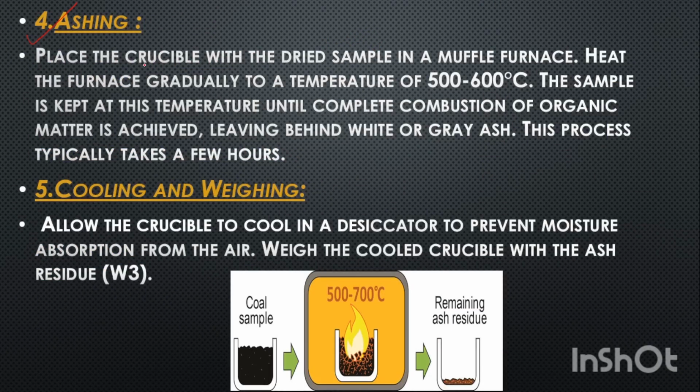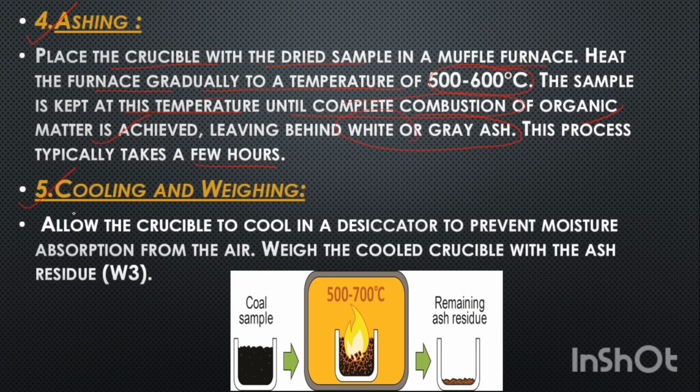Next is the ashing. Place the crucible with the dried sample in the muffle furnace. Heat the furnace gradually to a temperature of 500 to 600 degrees centigrade. The sample is kept at that temperature until complete combustion of the organic matter is achieved, leaving behind white or grey ash. The process typically takes a few hours.